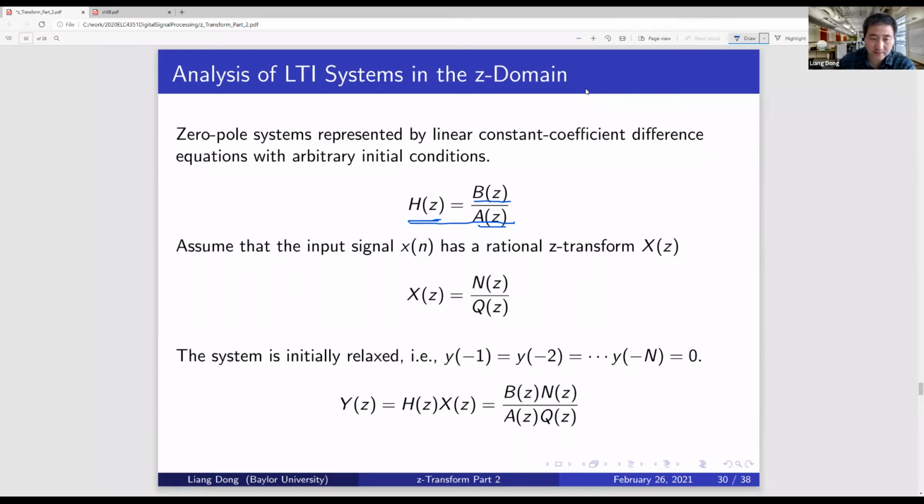So let's look at the system with some inputs. Right now here is my H. I have my input and my output. Input is xn, output is yn. I bring everything to the Z domain, so the input is XZ, output is YZ.